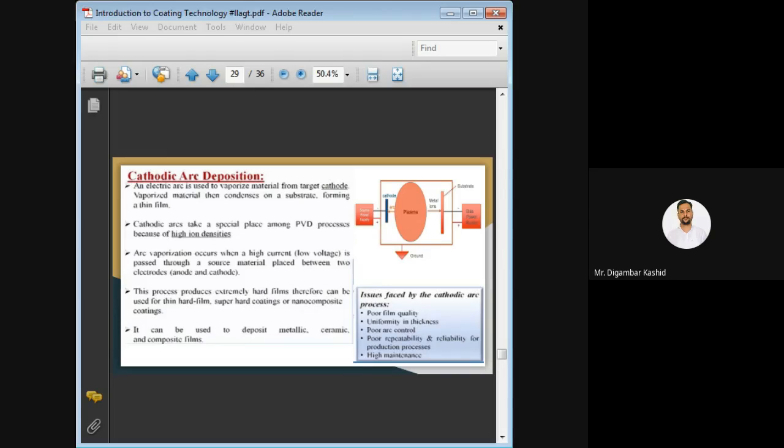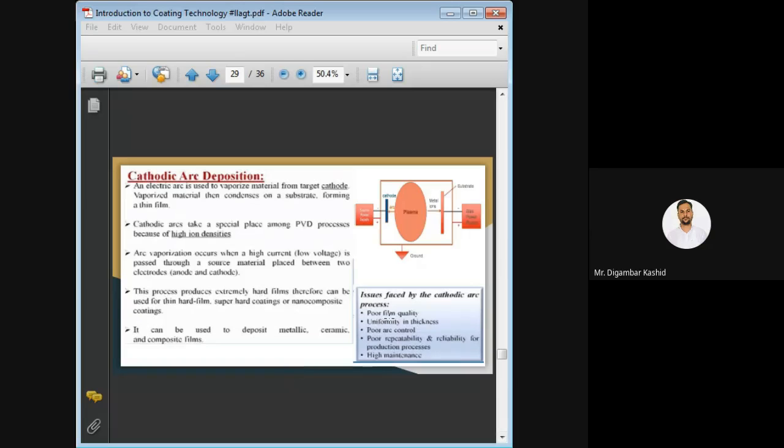So here an electric arc is used to vaporize the material from the target cathode. To vaporize the material from the target, an electric arc is used. Now what does target mean? Cathode, and that vaporized material then condenses on your substrate, forming a thin film. So here you are using some cathode material.